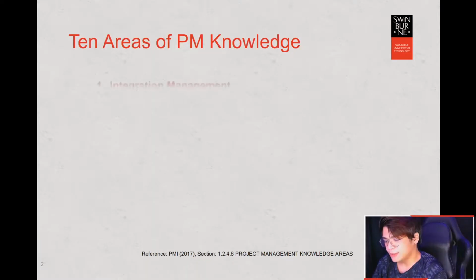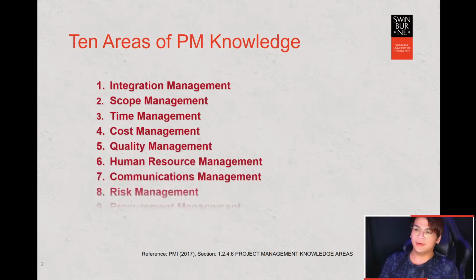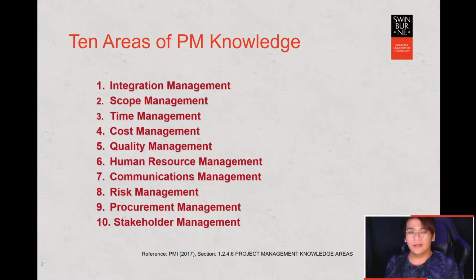Alright, the first thing we're going to show you is the 10 areas of PMBOK. Last week we learned about integration management, scope management, time management, and cost management. This week we're going to learn from area 5 onward, which is quality management, human resource management, communication management, risk management, procurement management, and stakeholder management. Other than PMBOK, this is not the only model used for project management. Later on in your studies, you will learn about other project management models in other units, which are more agile models.